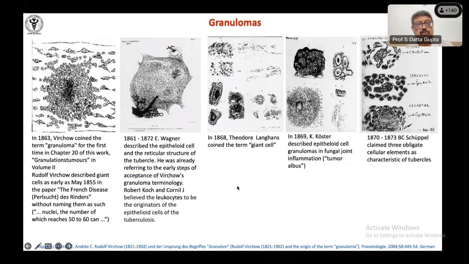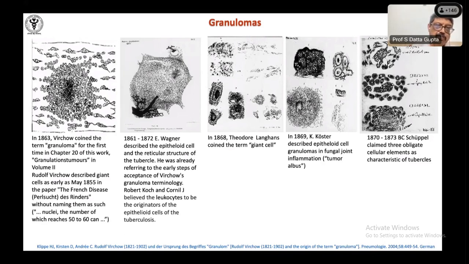The first time granuloma was used was by Rudolf Virchow himself. Most of the things that we are talking about took place in a span of 10 years, between 1863 and 1873. Virchow used the term granuloma for the first time. He had seen giant cells, but he never mentioned giant cells as such. He said there are cells with some 50, 60 nuclei. But it was Theodor Langhans in 1868 who used the term giant cell. We know that in tuberculosis, he used the term Langhans giant cell after his name, because at that time he described it in tuberculosis.